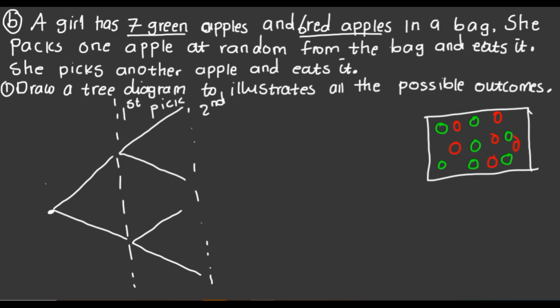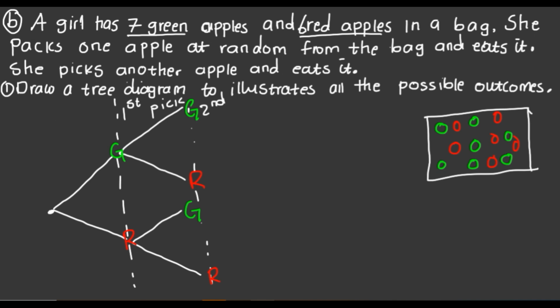You just have to write the chances along the branches. For the first part, we'll begin with green, so we'll put G here. The first branch is for green, here is also green, and here is also green. Then for the second, we have red, red, and here also red.